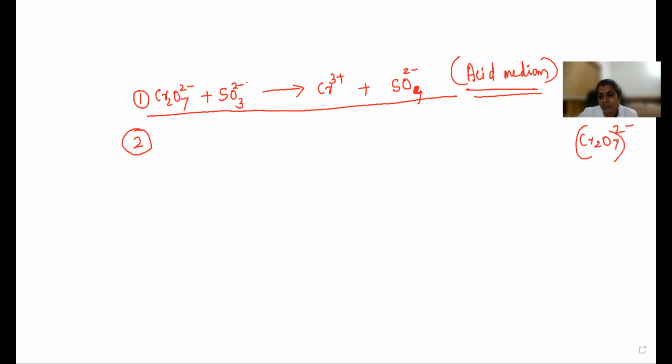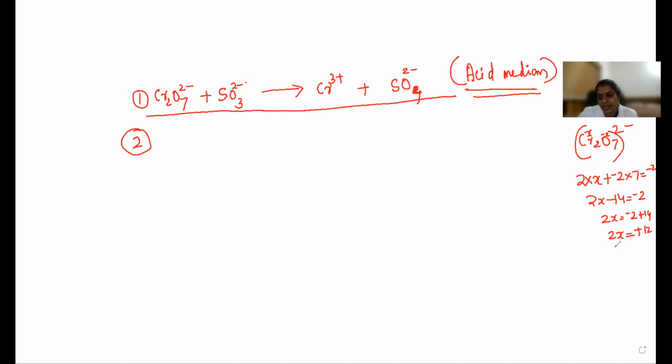This 2 minus belongs to the charge of the entire molecule. Put X for the chromium species, and oxygen we know is minus 2. So now 2 into X plus minus 2 into 7 is equal to minus 2. So 2x minus 14 is equal to minus 2. 2x is equal to minus 2 plus 14, so 2x is equal to plus 12. X is equal to plus 6. So the oxidation number of chromium here is plus 6.